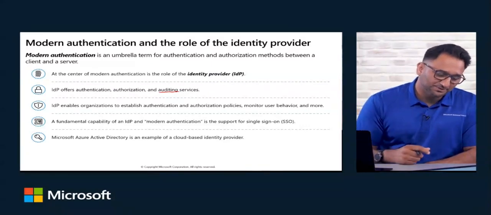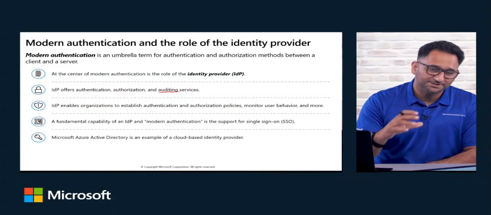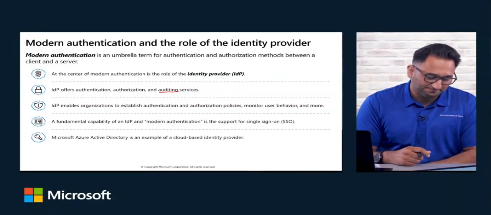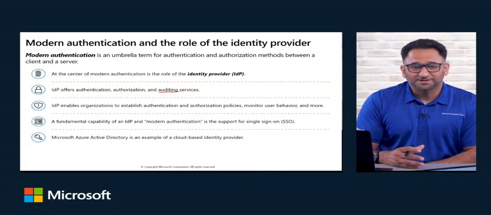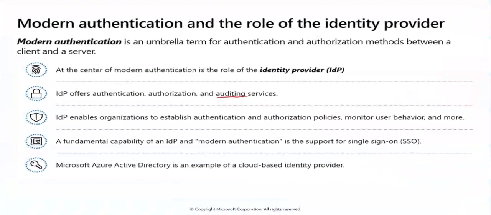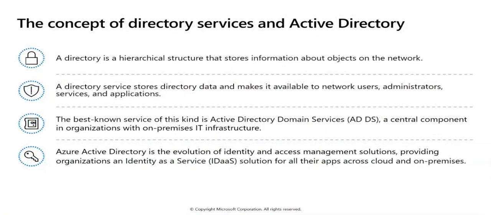So an ideal place to authenticate and to audit the details on their service environment. Now, Microsoft Azure Active Directory is a very good example of a cloud identity provider service that we have. In the context of computer networks, a directory is a hierarchical structure that stores information about objects in the network. This can be your network users, your applications, your services, and Microsoft has been using Active Directory since Windows 2000.